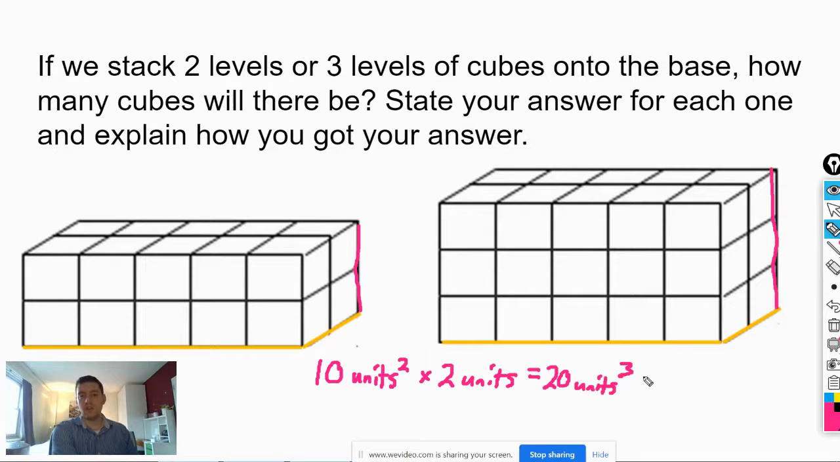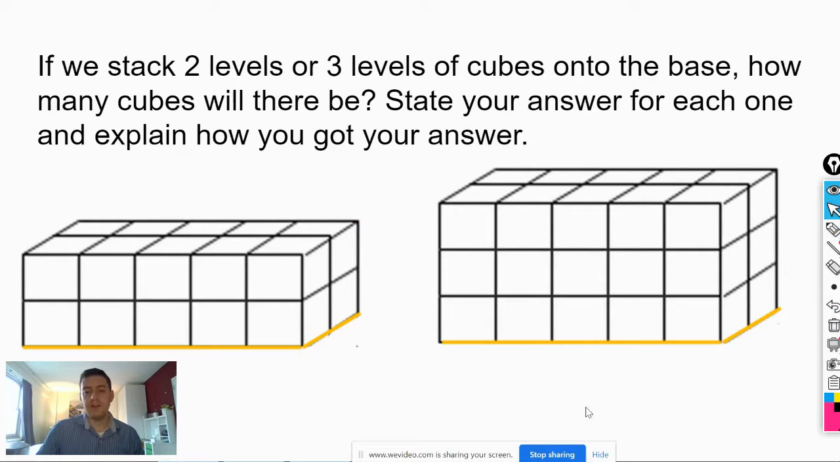Volume is always written as units to the 3rd power, so centimeters to the 3rd power, or inches to the 3rd power. And the way we would say that is cubic units, so cubic centimeters or cubic inches, and so on. All right, moving on here.